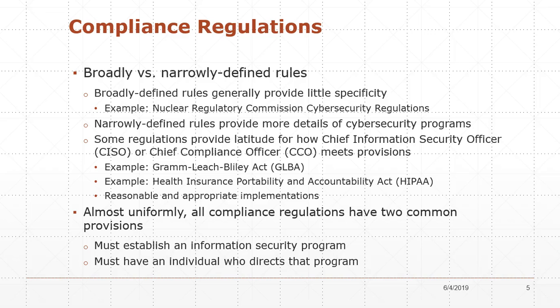Some regulations provide latitude for how the Chief Information Security Officer, or the CISO, or Chief Compliance Officer meets provisions of the compliance regulations. For example, the Gramm-Leach-Bliley Act has certain goals and certain activities it expects to be accomplished, but allows the CISO or the CCO to have the latitude to determine how those are implemented. Same thing with the Health Insurance Portability and Accountability Act, or HIPAA. They expect reasonable and appropriate implementations.